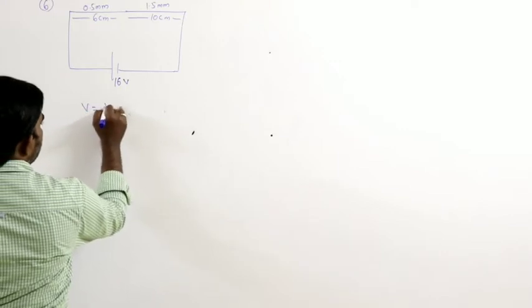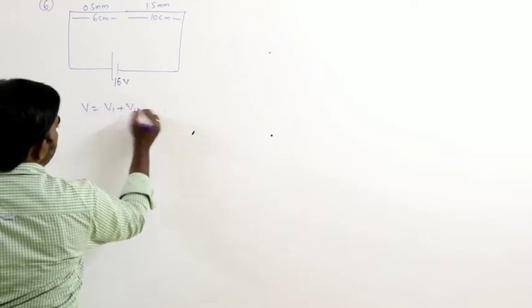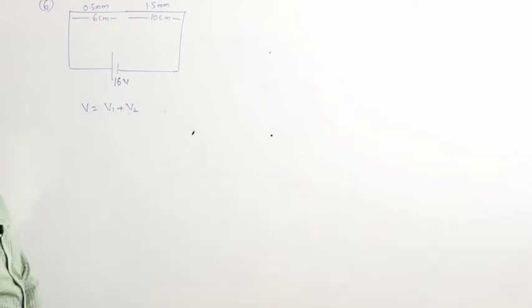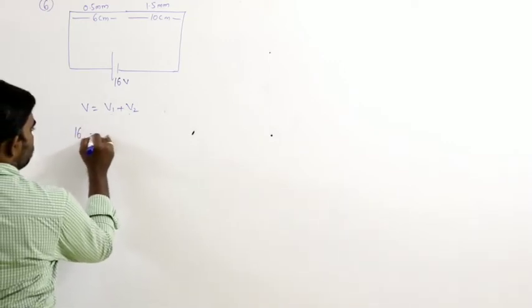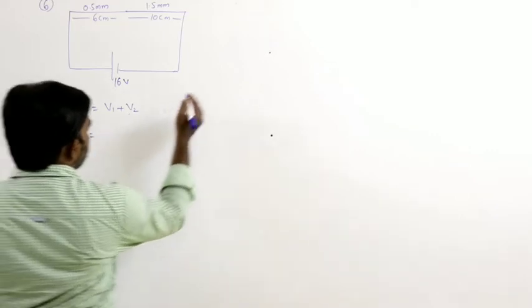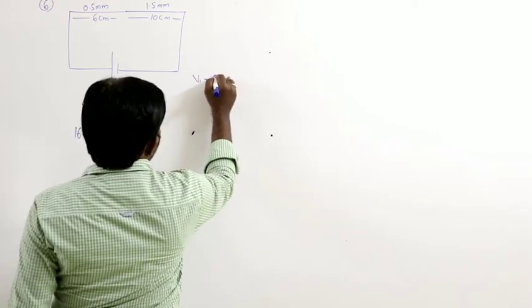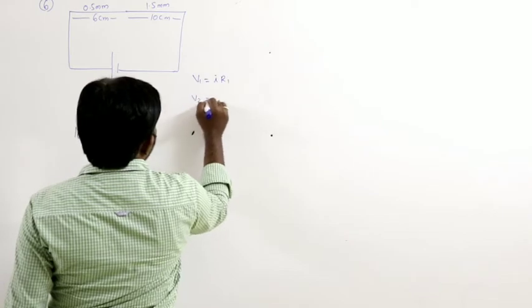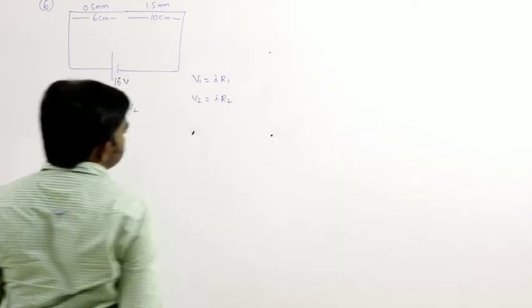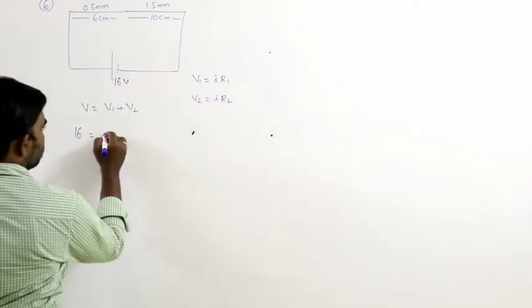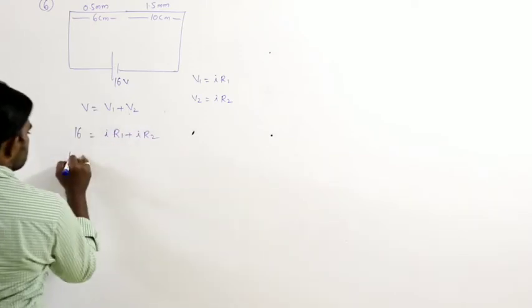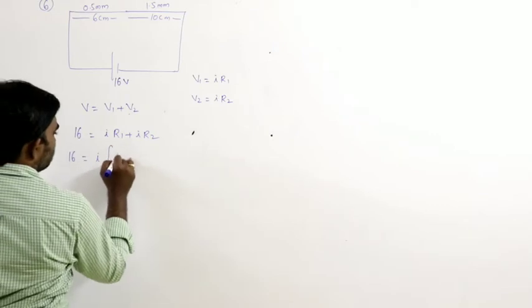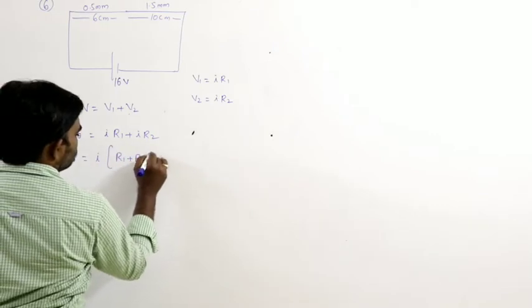Total potential V is equal to V1 plus V2. Total potential is given as V. Then V1 can be written as IR1 and V2 can be written as IR2. So V can be written as IR1 plus IR2. So 16 is equal to I common, R1 plus R2.